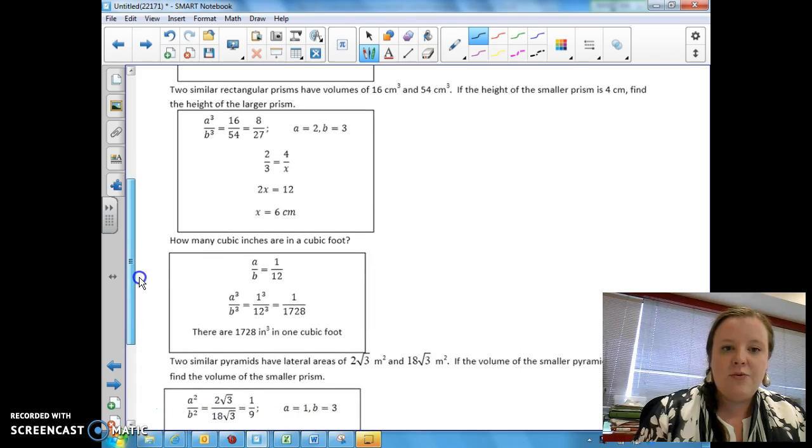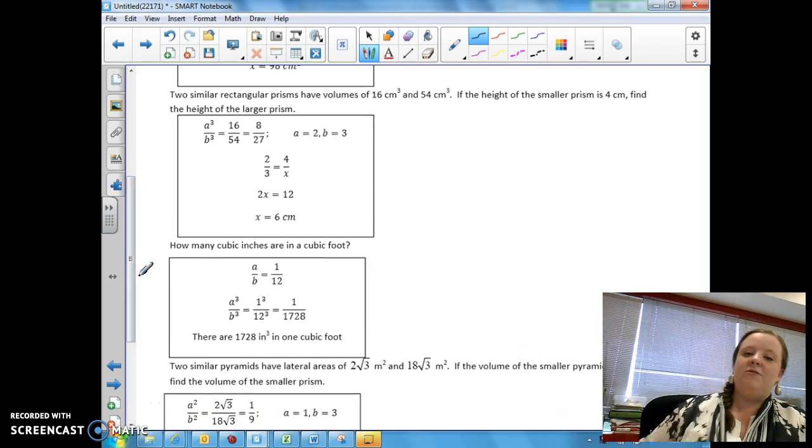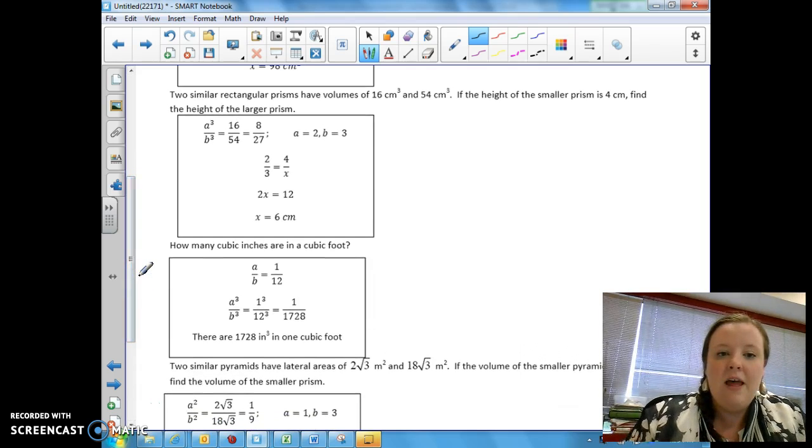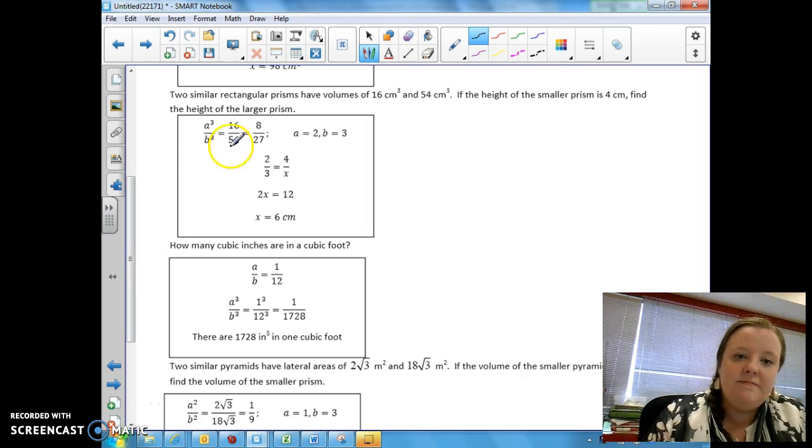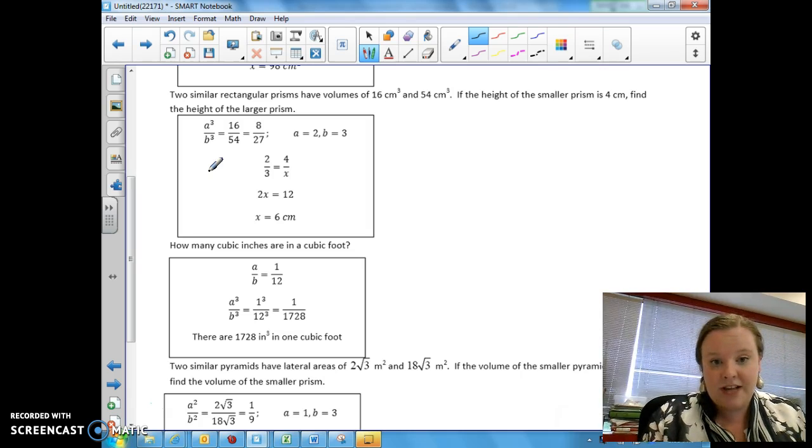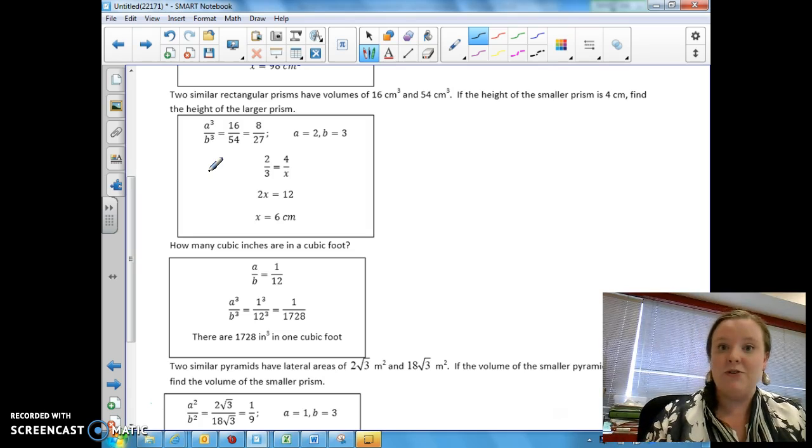Okay, next question. We've got two similar rectangular prisms with volumes, respectively. The key to this, plug in your numbers, a cubed over b cubed equals 16 over 54. You have to reduce that first. Once I reduce it, it's really easy to see that that becomes 8 over 27. And 8 over 27 is really useful because they're both perfect cubes.